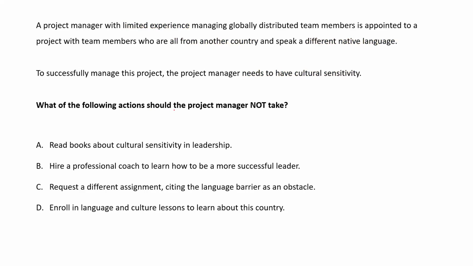Which of the following actions should the project manager not take? Which means he will take every action except this one. Read books about cultural sensitivity in leadership. Hire a professional coach to learn how to become a more successful leader. Request a different assignment citing the language barrier as an obstacle. Enroll in language and cultural lessons to learn about this country. You have limited experience in globally distributed teams.